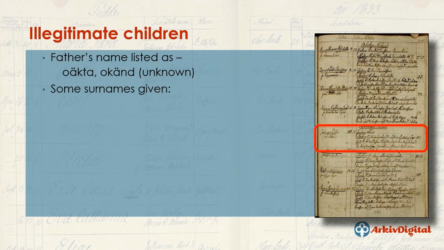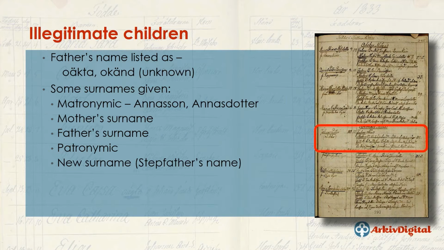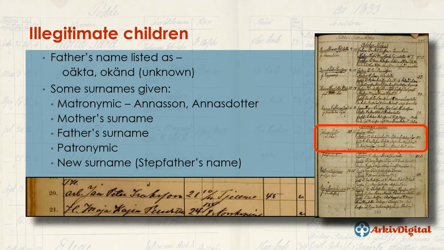And what they did with the surnames for these illegitimate children were sometimes they give a metronymic name, such as Anna's son or Anna's daughter. They could have taken the mother's surname. They could have taken the father's surname. They could have taken the patronymic, or they could have adopted a whole new surname, such as their stepfather's name. So in this case, Johann Peter, I found him later on in the records, and he ended up taking the surname Isaacson. Now, I have no idea if Isaac was his stepfather, his real father, or what. So that's my brick wall there.